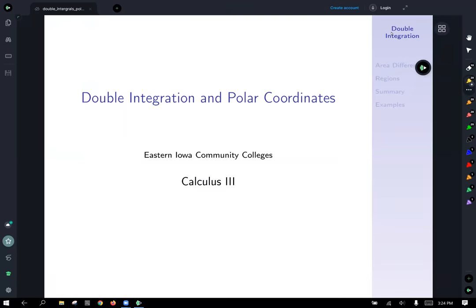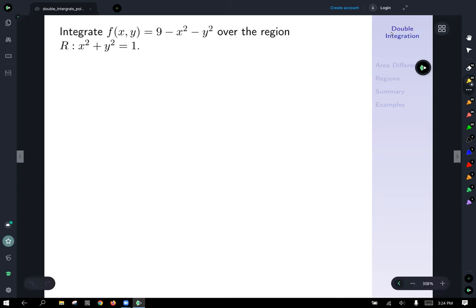Now we're ready to talk about double integration and polar coordinates. So as usual, let's just start with a hypothetical, see what we got going. Let's say we want to integrate a function that is 9 minus x squared minus y squared over the unit circle, the region x squared plus y squared equals 1.